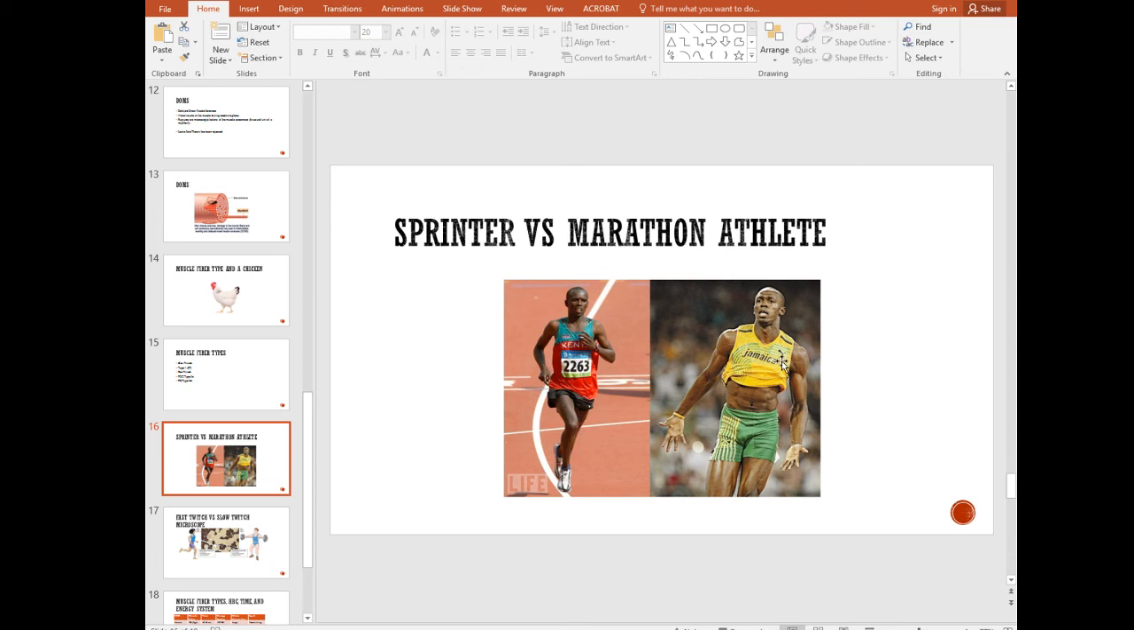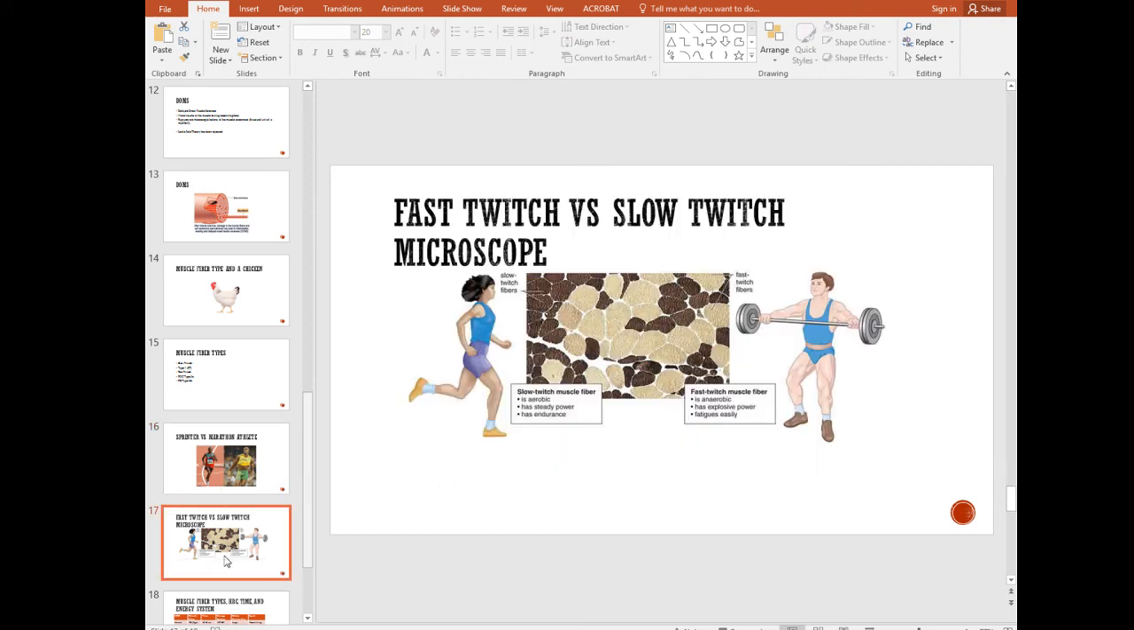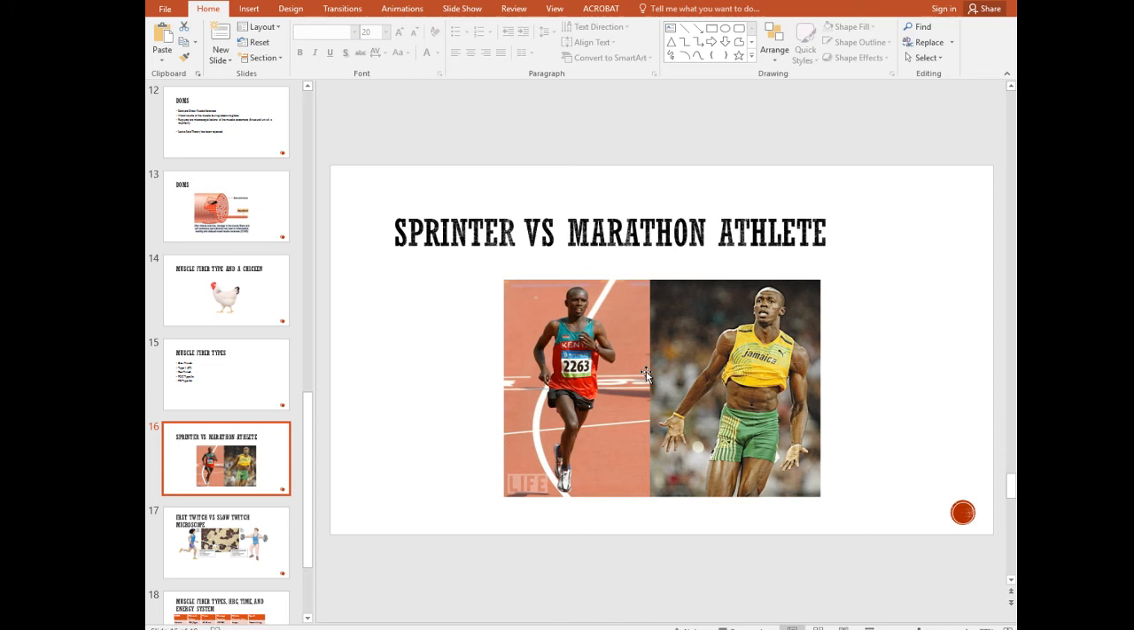And vice versa, if the sprinter has all this slow twitch, he's not going to be very fast because he's not going to have the huge motor neurons and the muscles needed to generate the power to go fast. So part of this is genetics, and the other part is training.